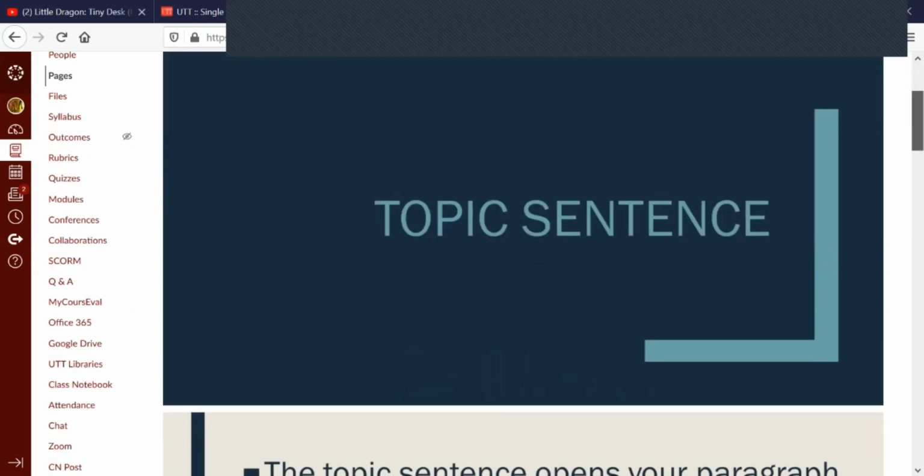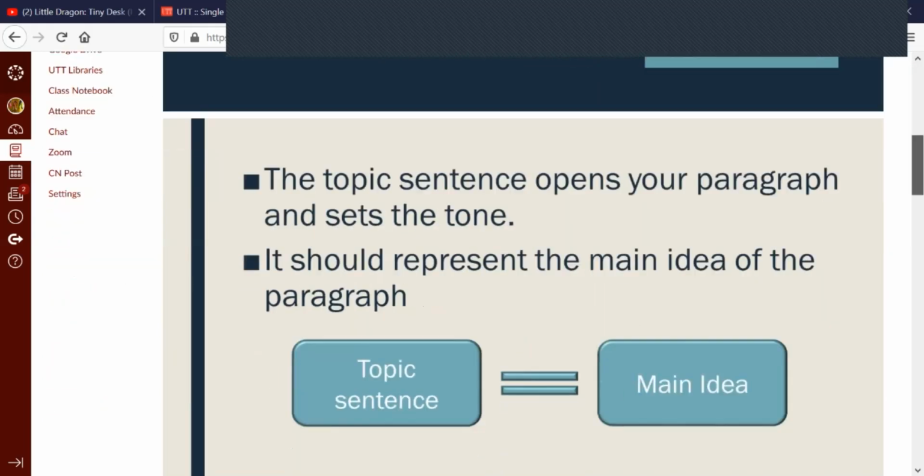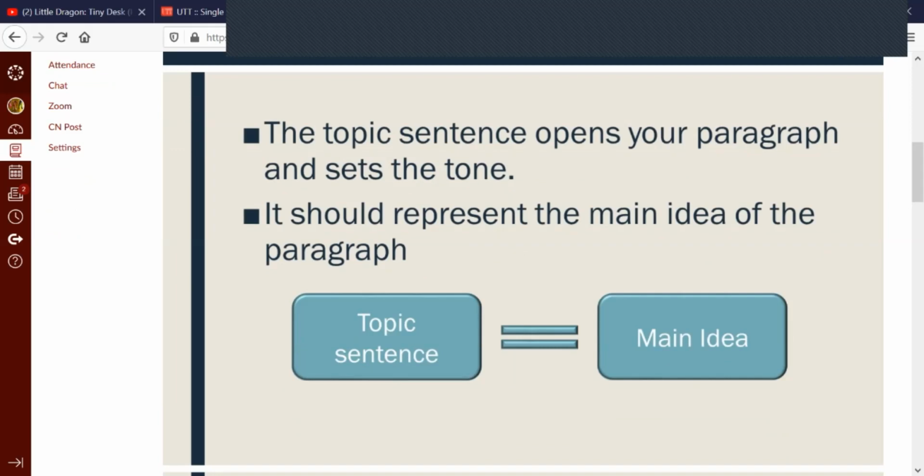So let's take a closer look at the topic sentence. It opens your paragraph and it sets the tone. So from the very first sentence of your paragraph, your reader should know what the paragraph is going to be about. It's the main idea of your paragraph. You can think of it as a mini thesis statement.